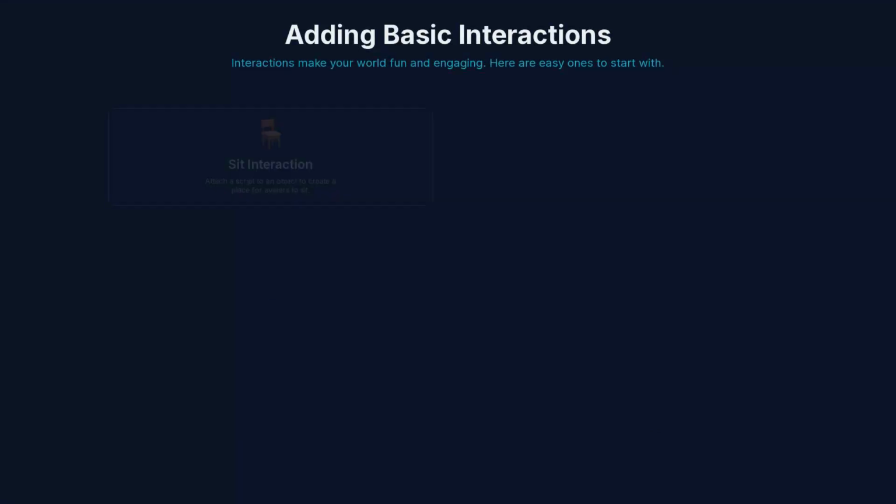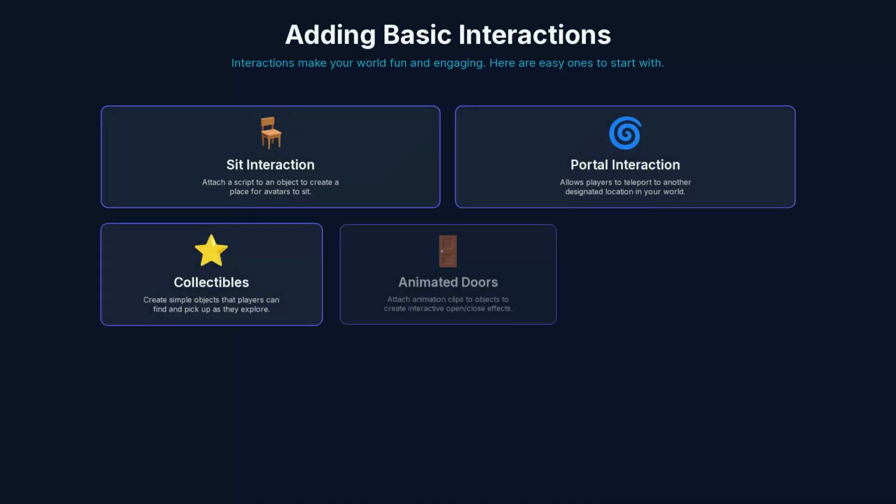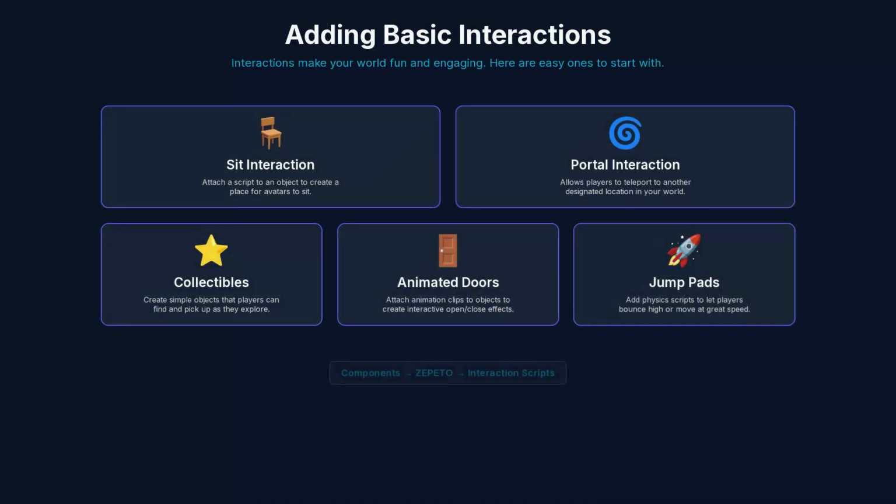Interactions make your world fun and engaging. Here are easy ones to start with. 1. Sit interaction. Add an empty game object where a user should sit and attach a ZEPETO sitting script. Portal interaction allows players to teleport to another location in your world. Collectibles. Create simple objects players can pick up. Animated doors. Attach animation clips to create an open-close effect. Jump pads or movement boosts. Add physics to let players bounce or move quickly. Everything is added using ZEPETO interaction script components.